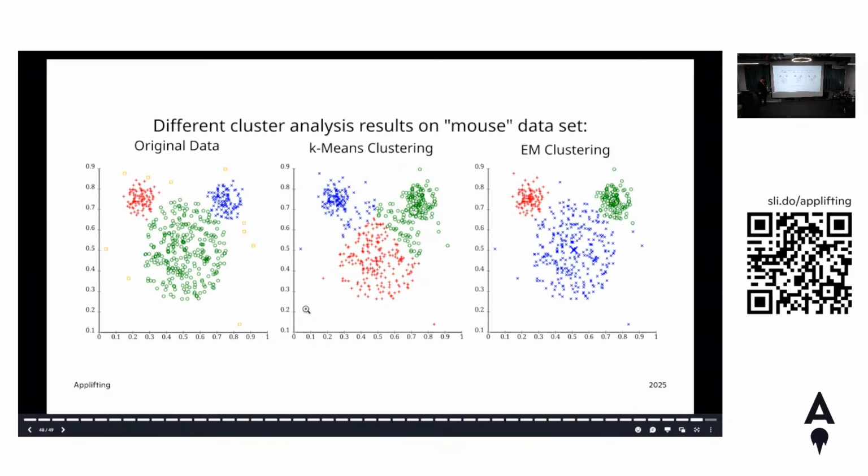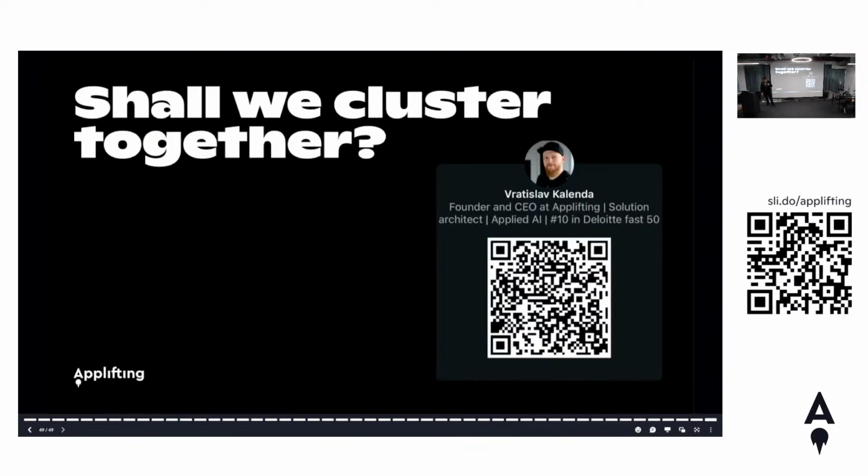You can see how the different algorithms would partition the data. So for example, here you have a bunch of green data, red data, blue data, and some outliers. The k-means clustering is not really that good at capturing the shape of the data, but it's super fast compared to this one, and this one kind of captures the shape of the data a little bit better. And that's all. Shall we cluster together?